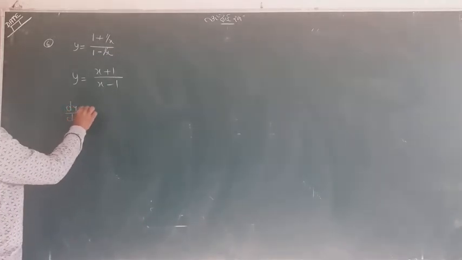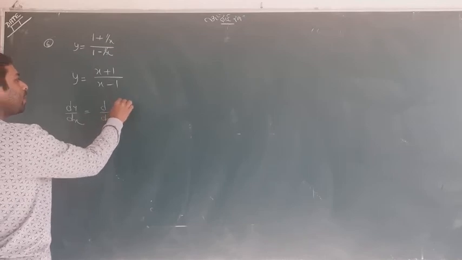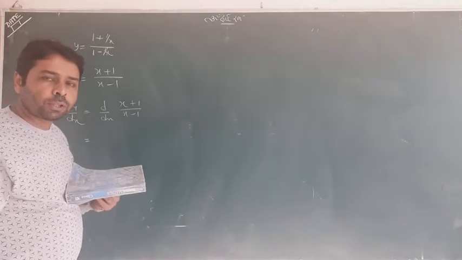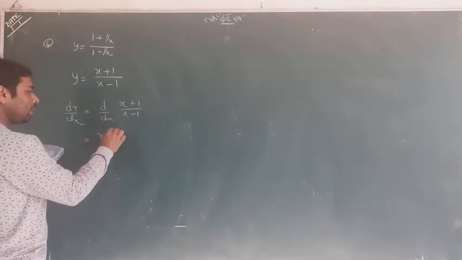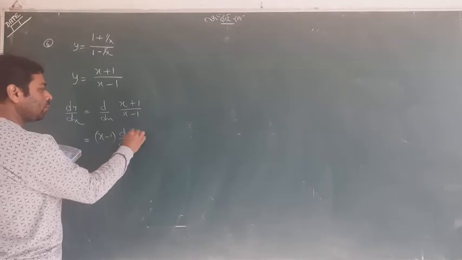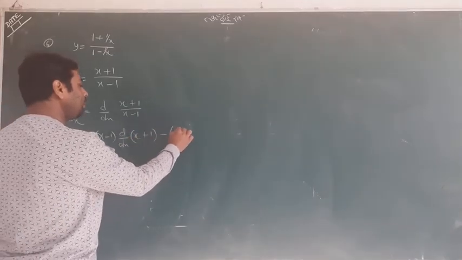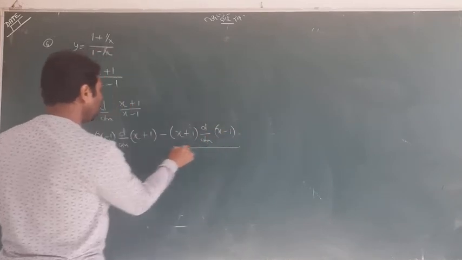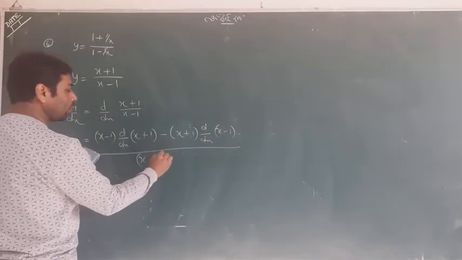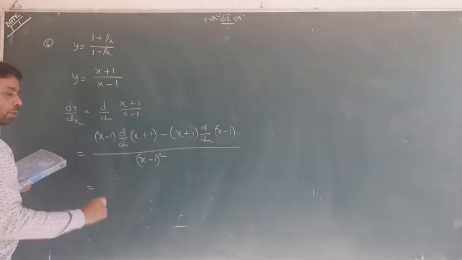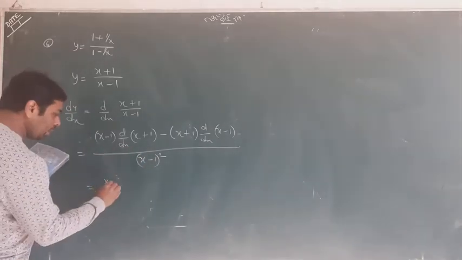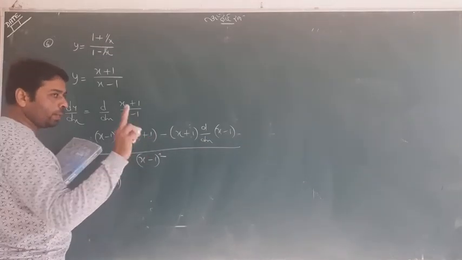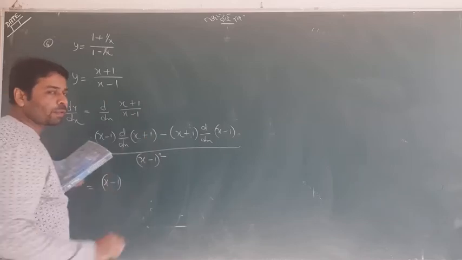No more formality now. d by dx of (x plus 1) upon (x minus 1). Use a division law. Denominator as it is, d by dx of numerator, minus numerator as it is, d by dx of denominator, whole upon square of the denominator, and then after (x minus 1) d by dx of (x plus 1). d by dx of x is 1 and 1 is 0, so ultimately we are having one answer.